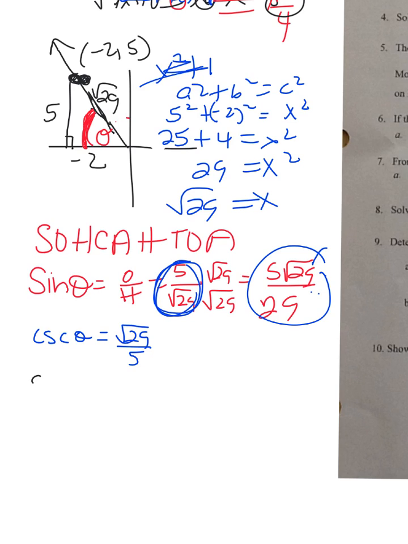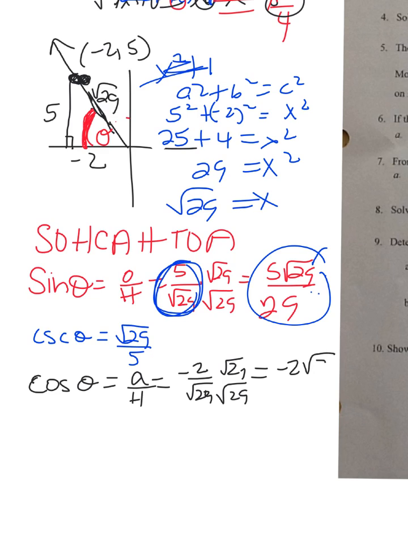Okay, so now we want cosine theta. Cosine is the adjacent over the hypotenuse. The adjacent side is -2 over the hypotenuse, which is the square root of 29. Rationalize the denominator, multiply top and bottom by the square root of 29. We get -2 square root of 29 over 29. And the reciprocal of cosine is secant. So I'm going to go from here, and I'll get negative the square root of 29 over 2.